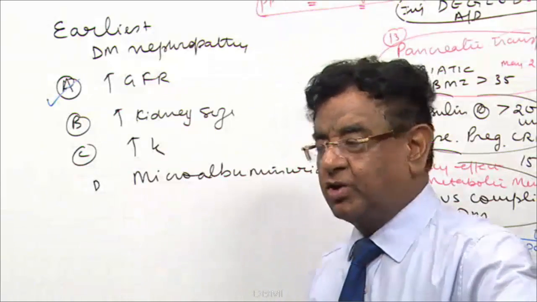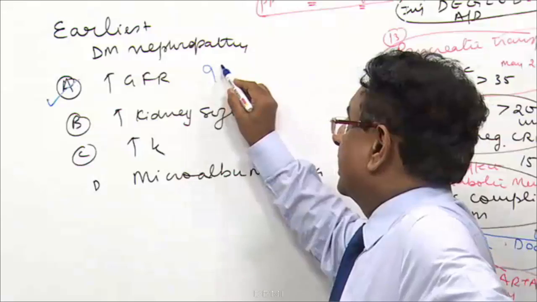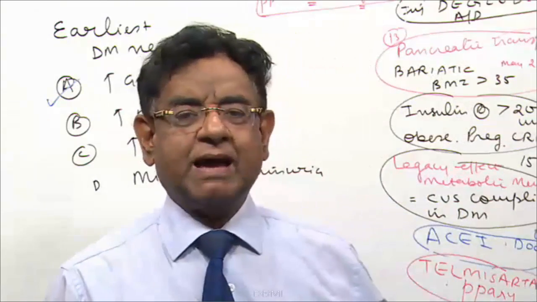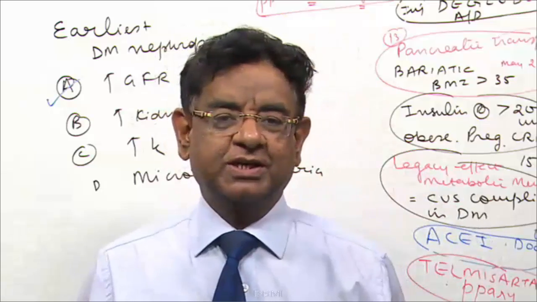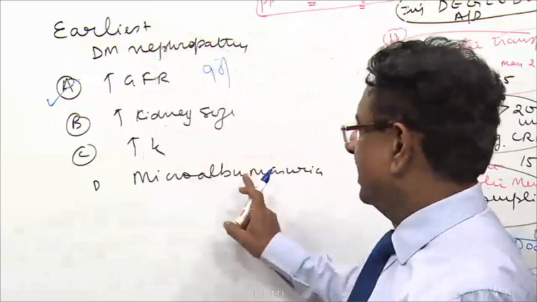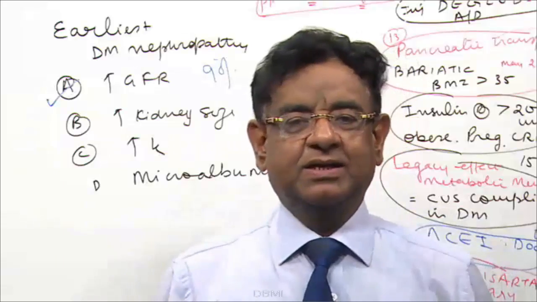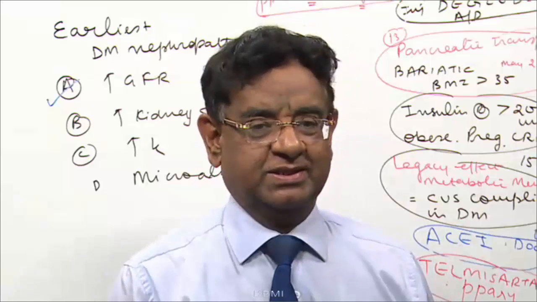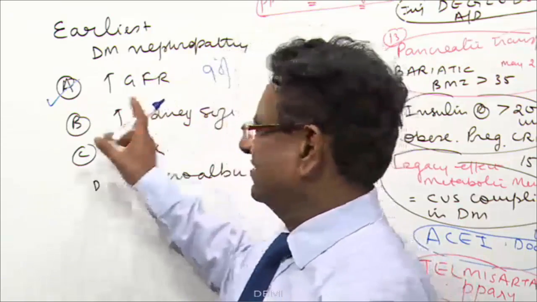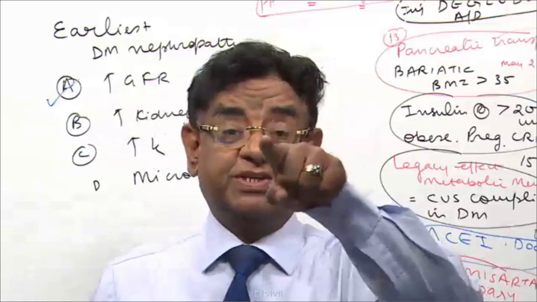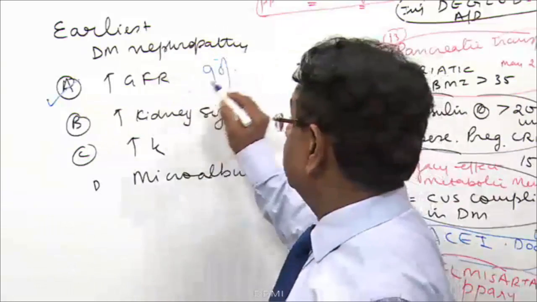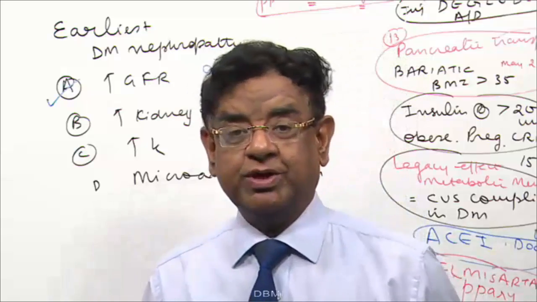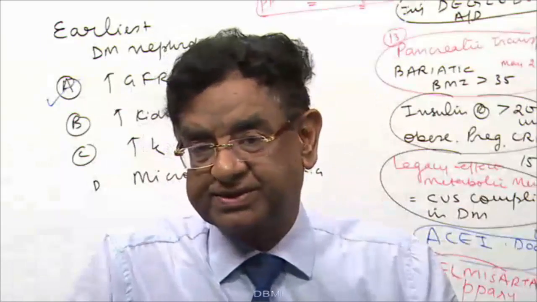This question is done wrong by 90% of people in the whole country, because the examiner knows you have read Kunji, and the Kunji gives the answer of D. That is the wrong answer. The answer is raised GFR is the first feature. Then comes microalbuminuria. That comes second, not the first.